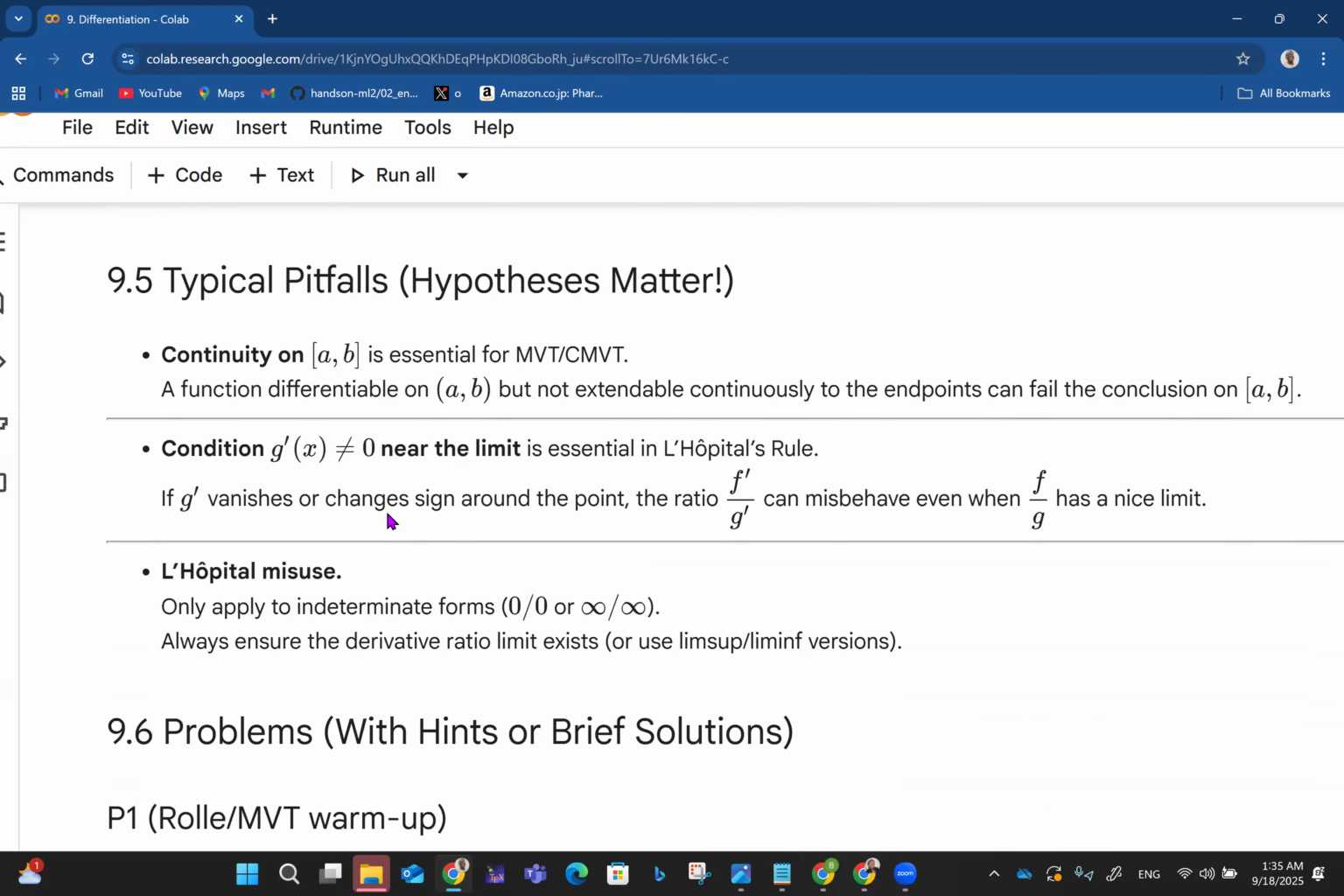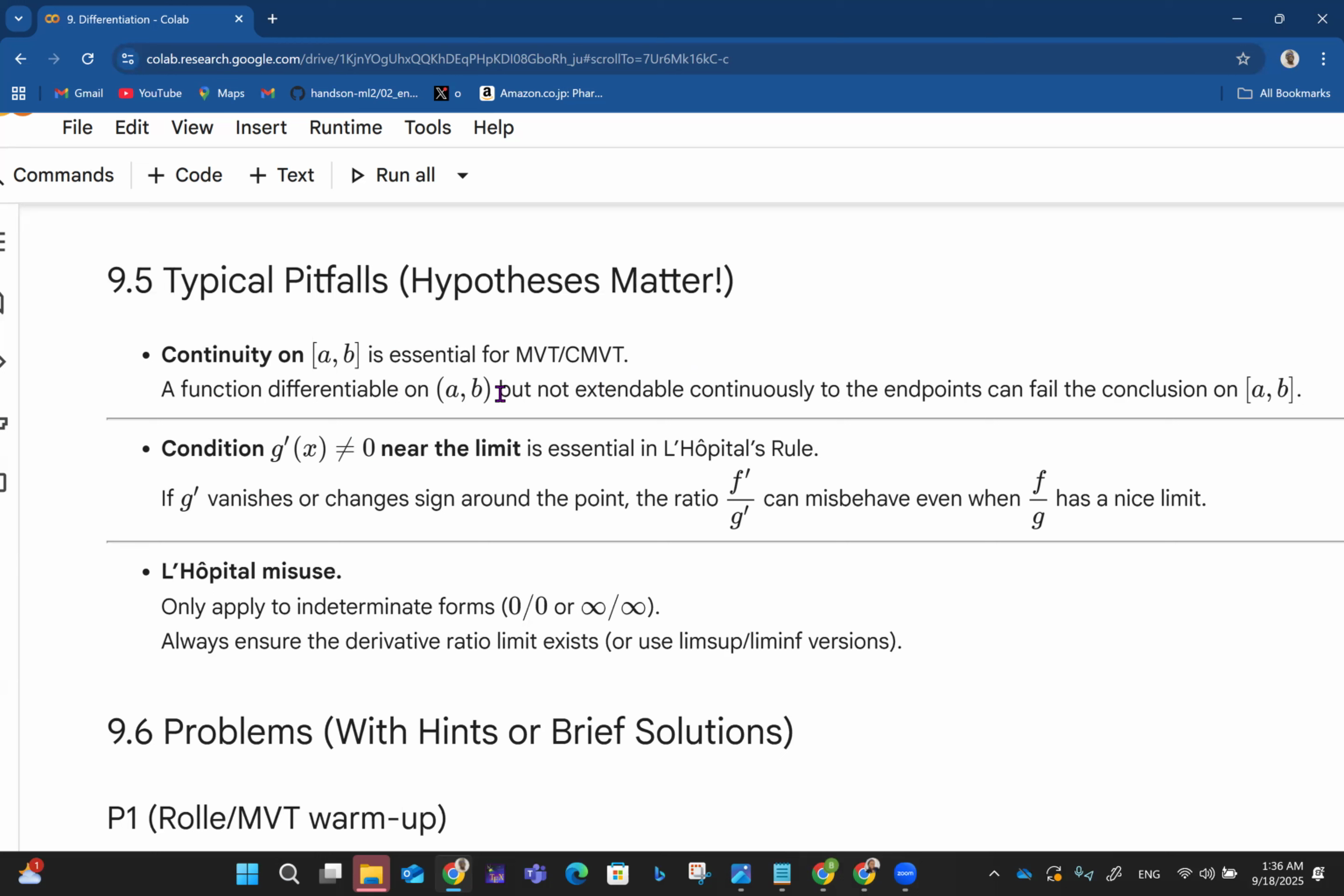Then we have typical pitfalls in the case of differentiation, because the hypotheses really matter. So we have continuity on the closed interval [a, b] is essential for the mean value theorem and Cauchy mean value theorem. When we talk about Rolle's theorem, mean value theorem, and all of these theorems, we see that continuity is essential. We talk about continuity on the closed interval [a, b], then differentiability on the open interval (a, b). So continuity on that closed interval is really important. It's not a trivial premise for the mean value theorem and Cauchy mean value theorem.